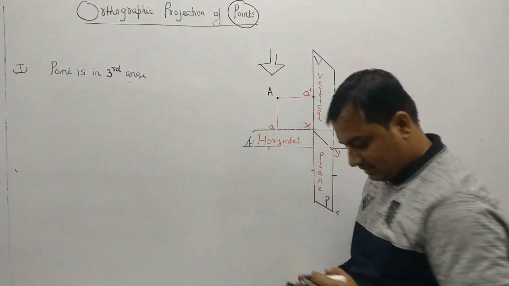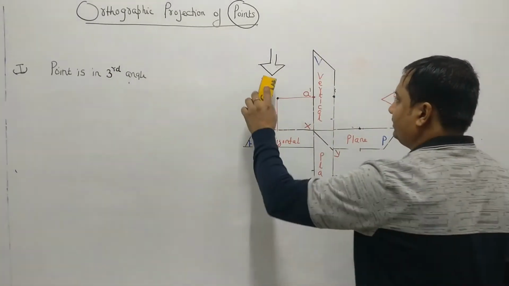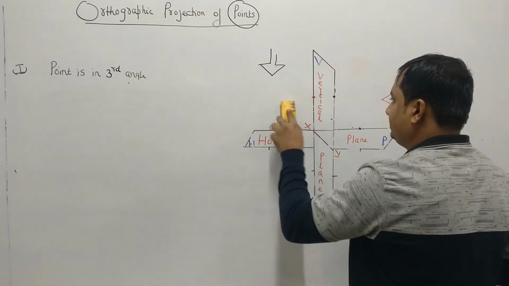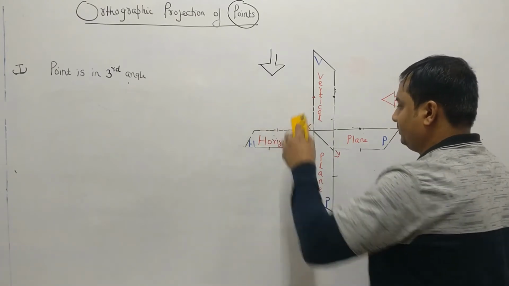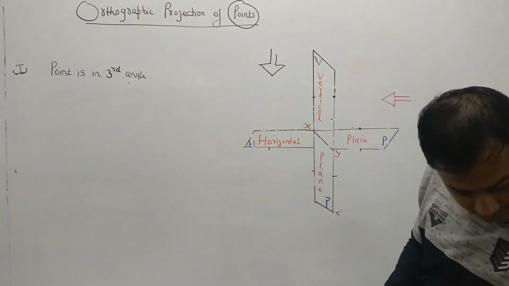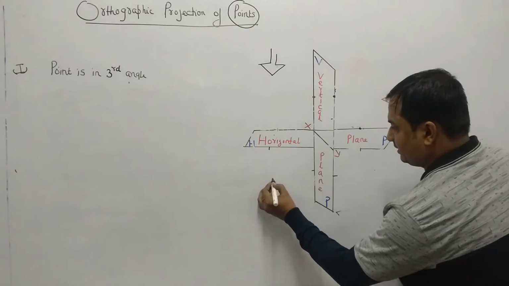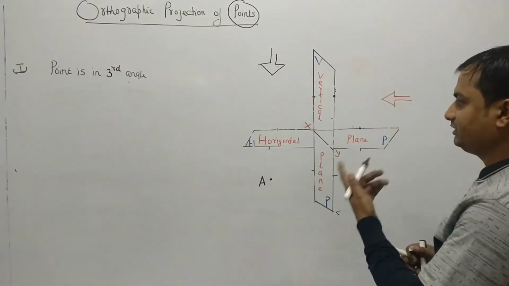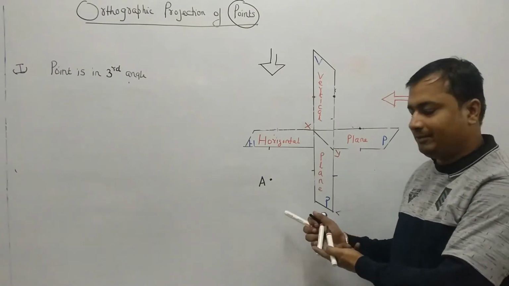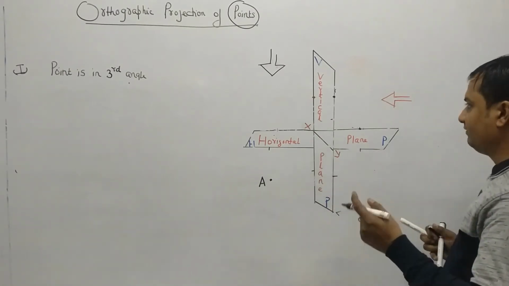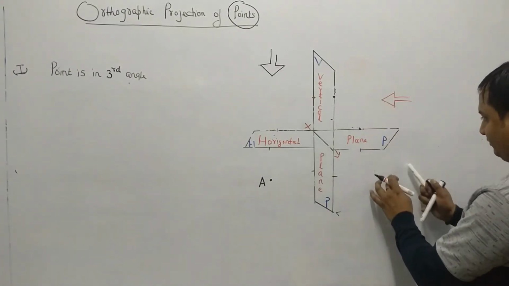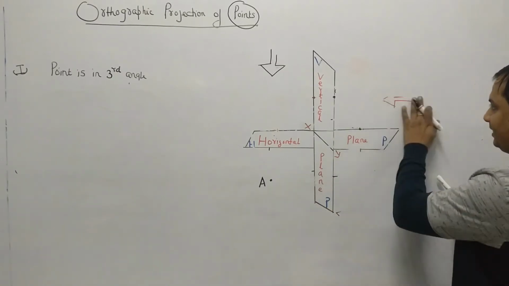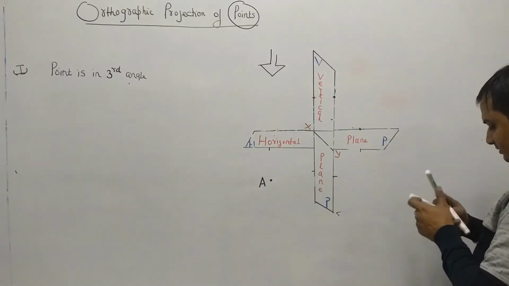Now the point is lying on the third angle, so I will be rubbing this from the second. Now the point is located here somewhere. This is capital A. Again, the first requirement is the point, capital A. The second requirement is the observer. He can shift from here to here because this is transparent, so I will just be shifting here.